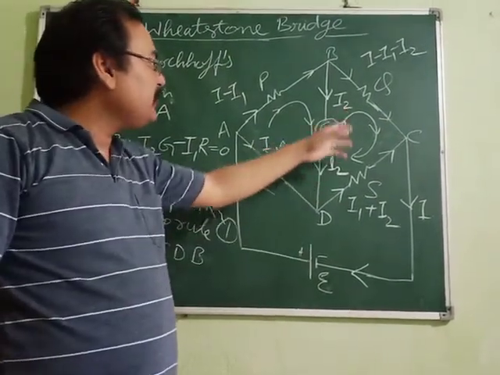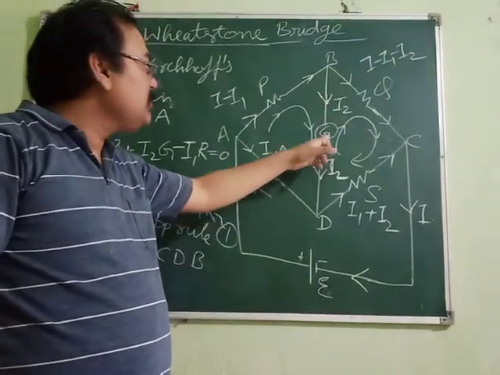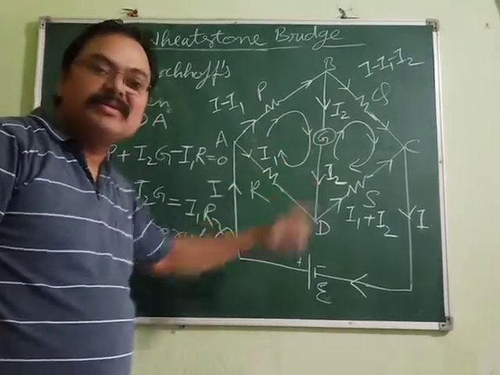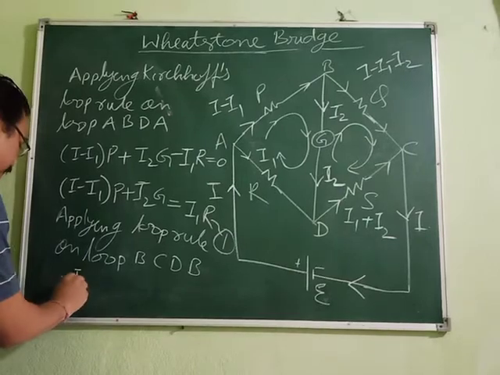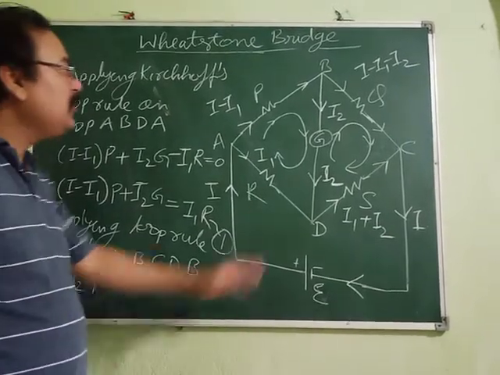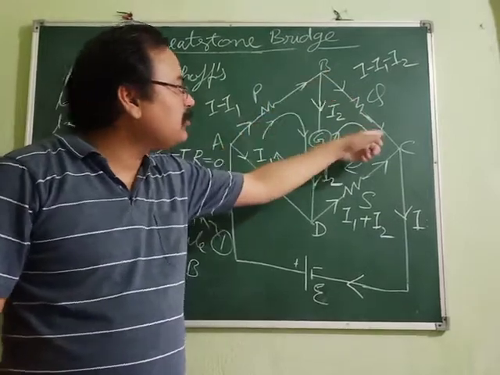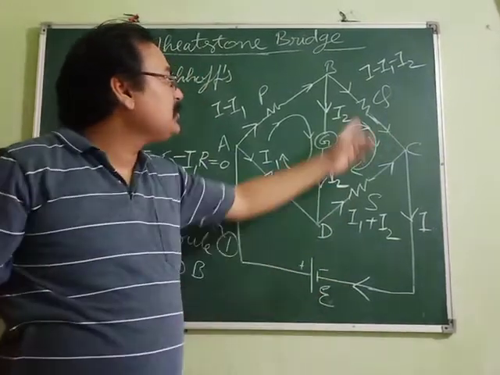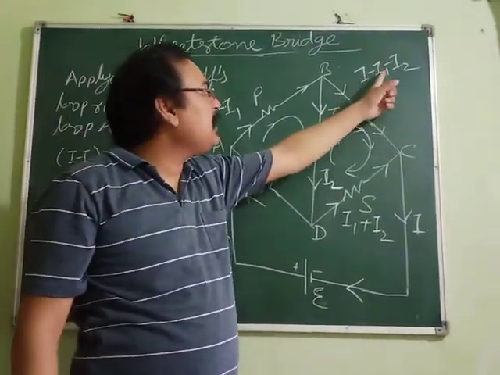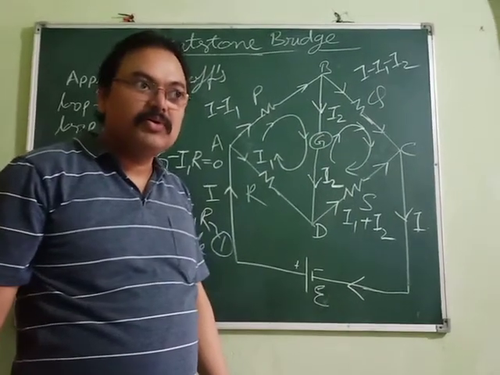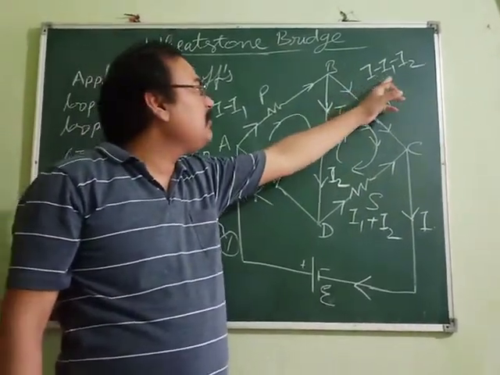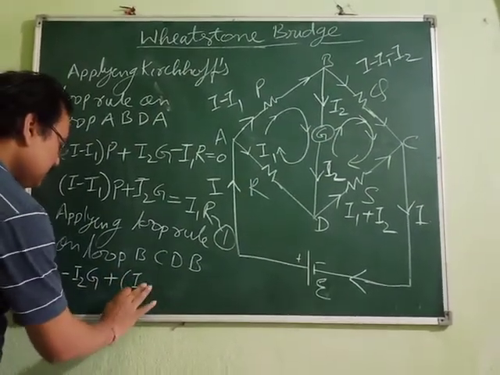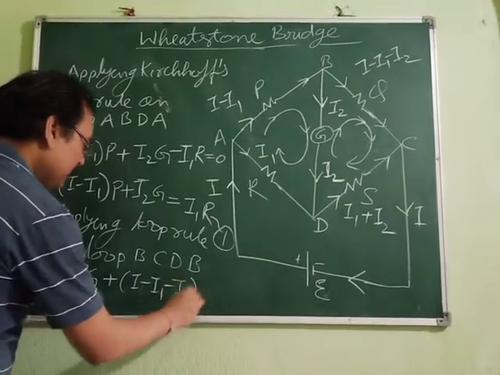See, while crossing this, we are moving in this direction, but current is in the opposite direction. So we will take the potential drop here as negative. Current is I2, resistance is G, so we can write minus I2 into G. Then, moving like this, the current is also in the same direction through the resistor, so the potential drop is positive. Current is I minus I1 minus I2, and the resistance is Q. So we can write plus I minus I1 minus I2 into Q.